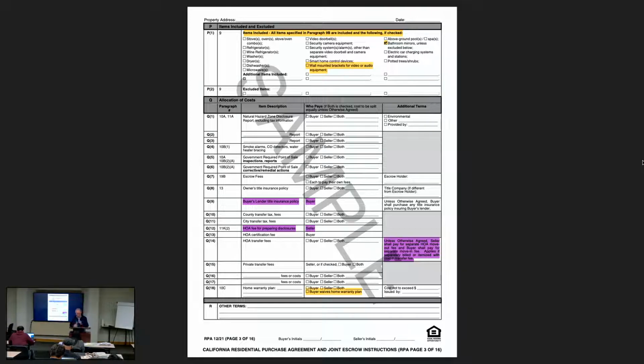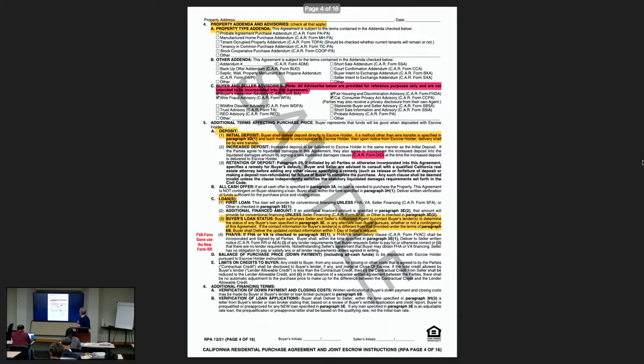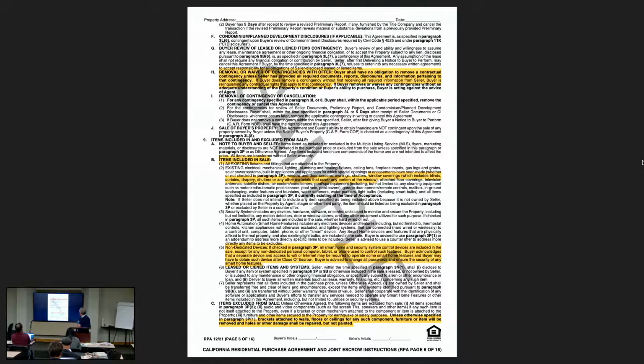Any questions on that? Okay, removal or waiver of contingencies with offer. Buyer shall have no obligation to remove a contractual contingency unless seller has provided all required documents, reports, disclosures, and information pertaining to that contingency. If buyer does remove a contingency without first receiving all required information from seller, buyer is relinquishing any contractual rights that apply to that contingency.